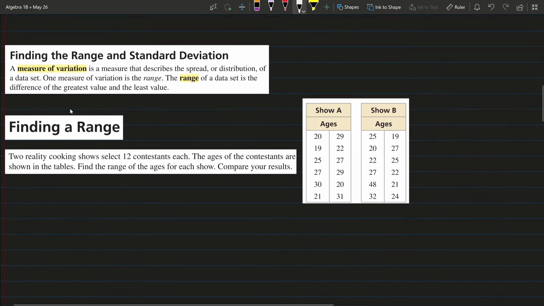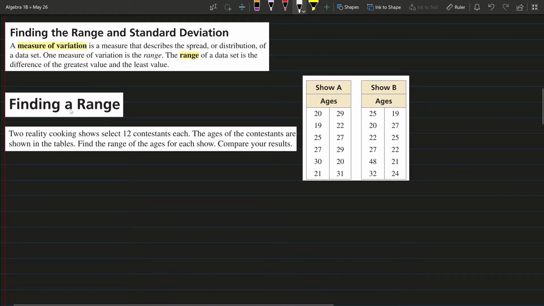Now we're going to get into something a little more complicated. We'll be working on finding the range and standard deviation. A measure of variation is a measure that describes the spread or distribution of a data set. One measure of variation is the range. The range of a data set is the difference of the greatest value and the least value. If this doesn't make sense, I will explain it in just a bit.